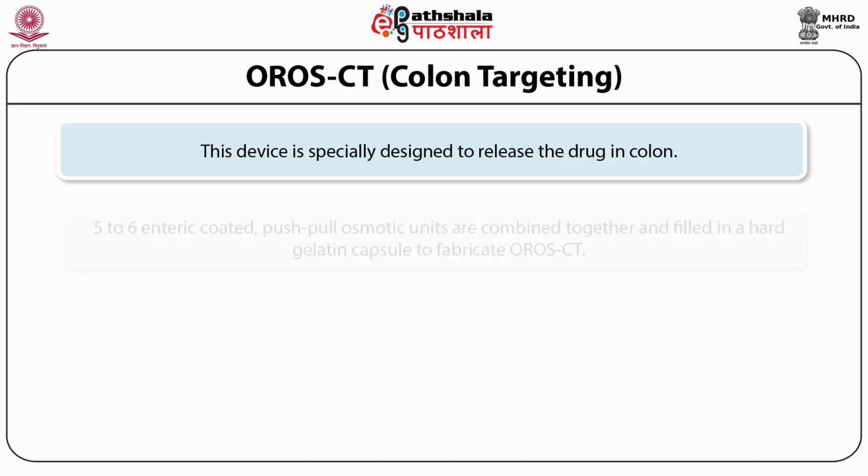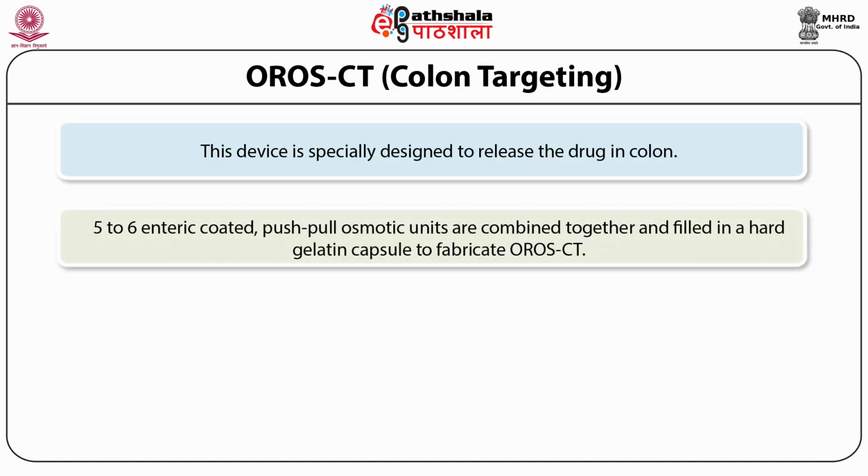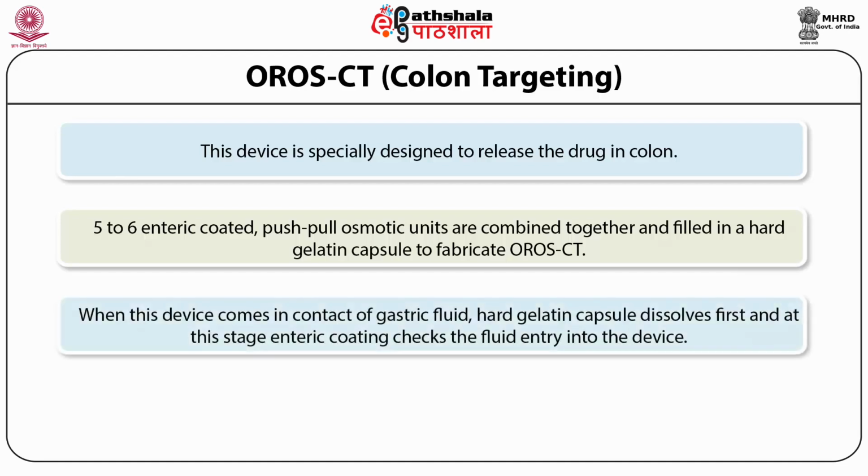So 5 to 6 enteric coated push-pull osmotic units are combined together in this system and filled in a hard gelatin capsule. When this device comes in contact with gastric fluid, the hard gelatin capsule dissolves first, and at this stage the enteric coating checks the fluid entry into the device.